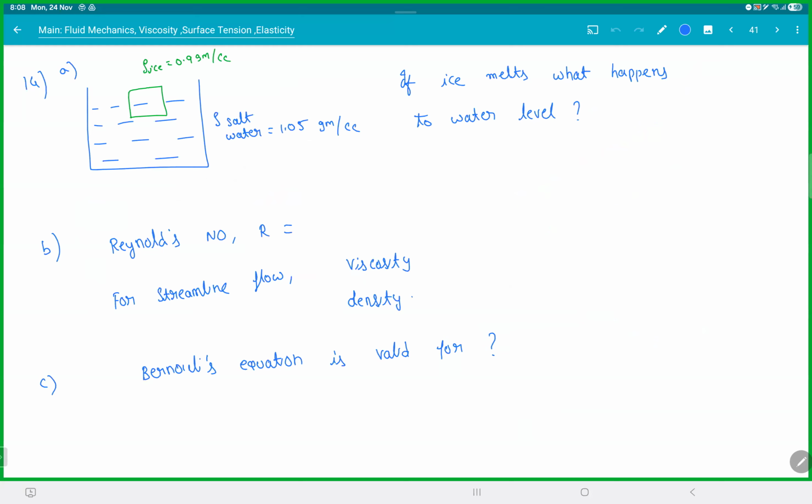Let's get these two. Standard question. We have an ice block, 0.9 gram per cc. We have salt water, 1.05 gram per cc. If the ice melts, what happens to the water level? What is Reynolds number for streamline flow, viscosity and density? Should they be big or small? Bernoulli's equation is valid for what? I think options would be something like this. Bernoulli's equation is valid for any two points in a liquid. Bernoulli's equation is valid for two different streamlines. Bernoulli's equation is valid for two points on a streamline. So frame questions of that sort.